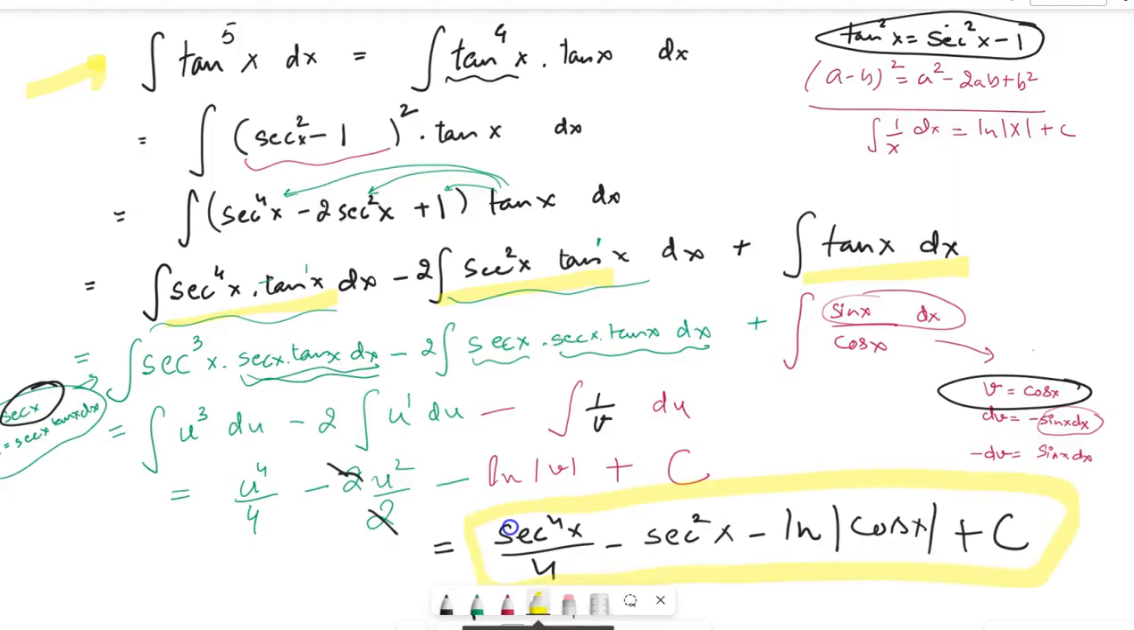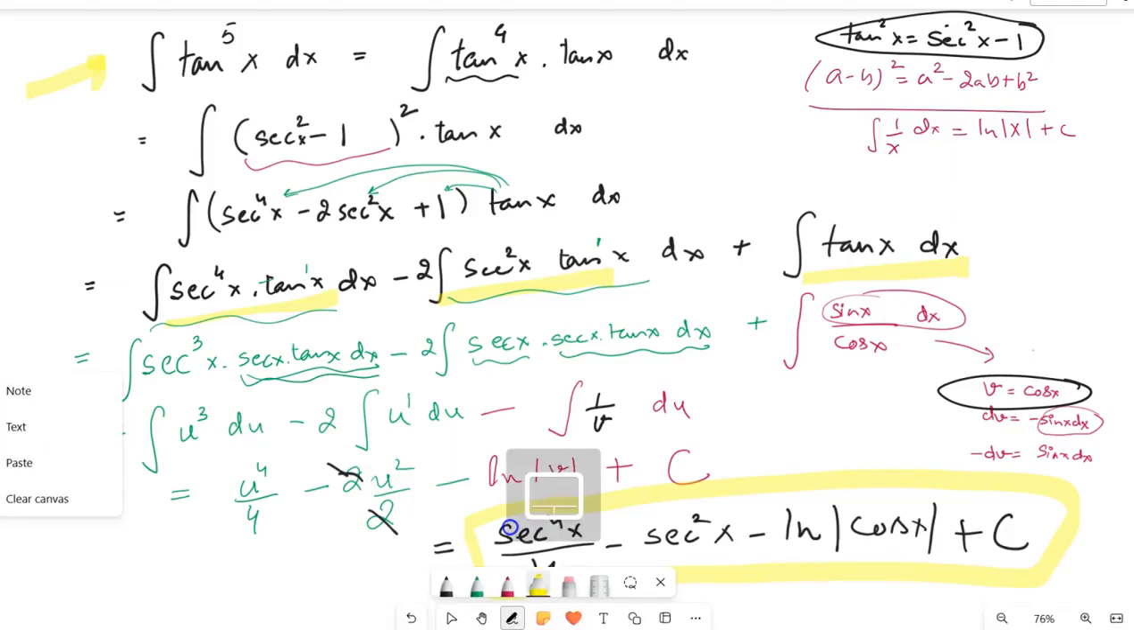Now you notice one different kind of problem here for the tangent.